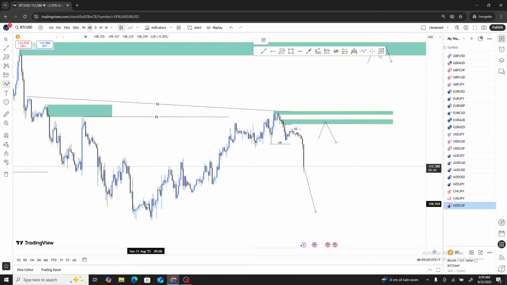These are the pairs I'm looking out for this week, and you too can look out for these levels. Okay, you must be patient enough, must be disciplined enough to wait for confirmation entries and enter your trade profitably.